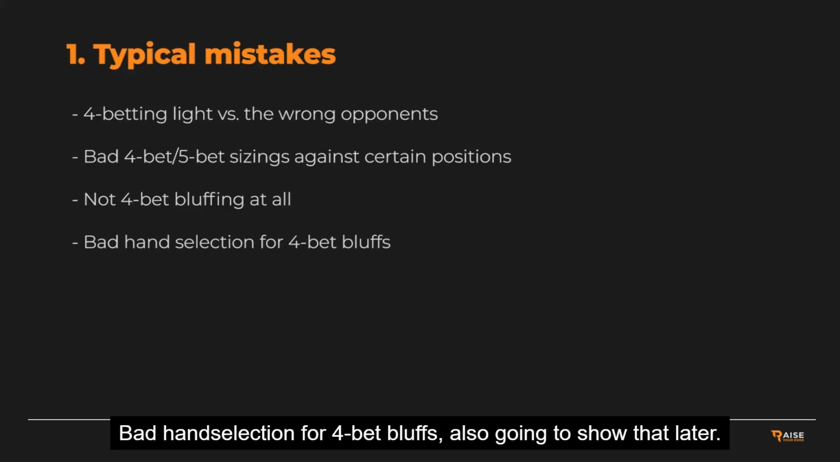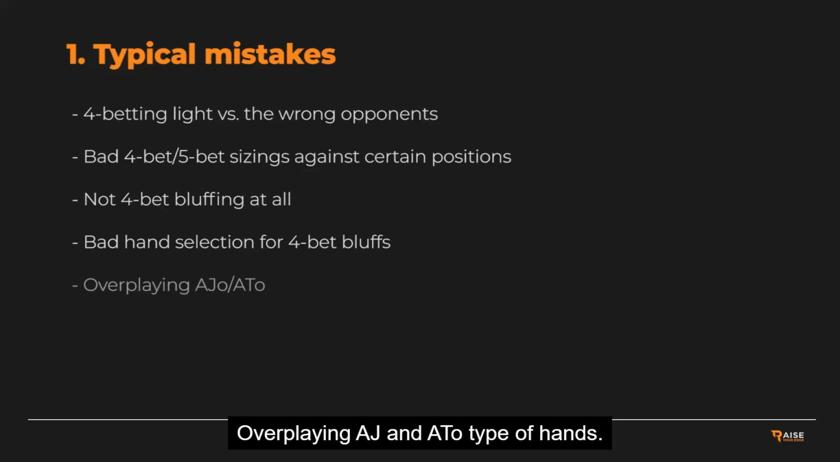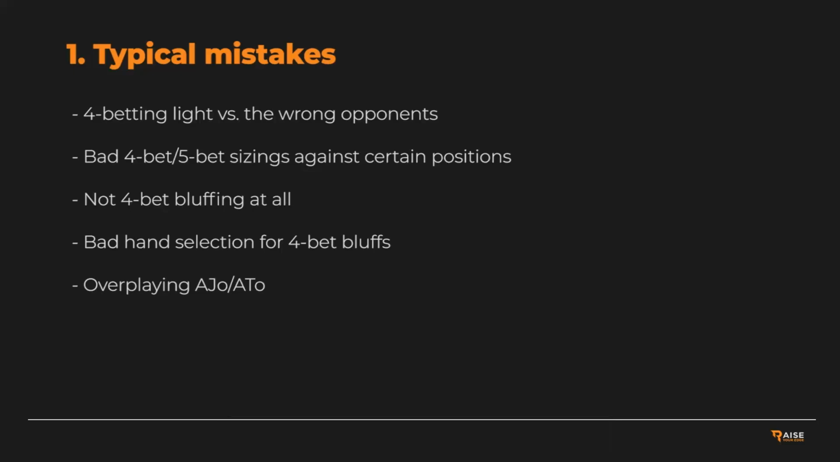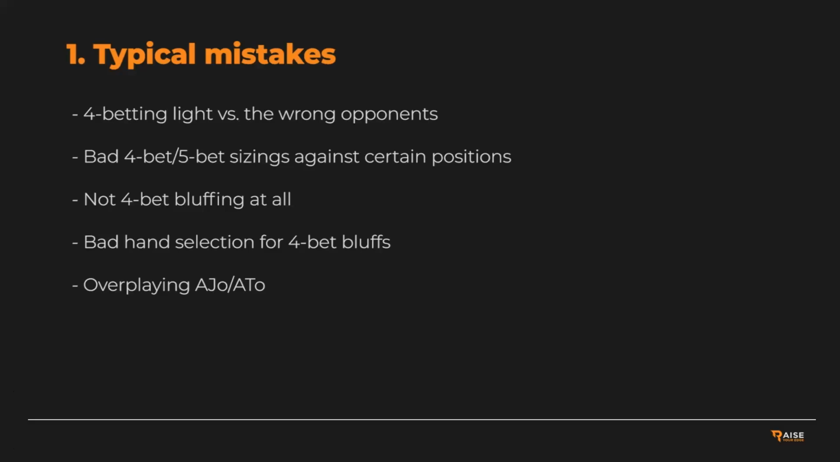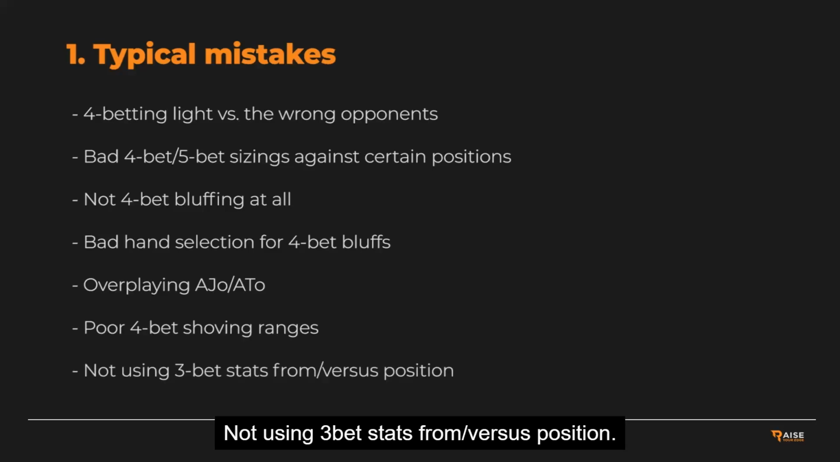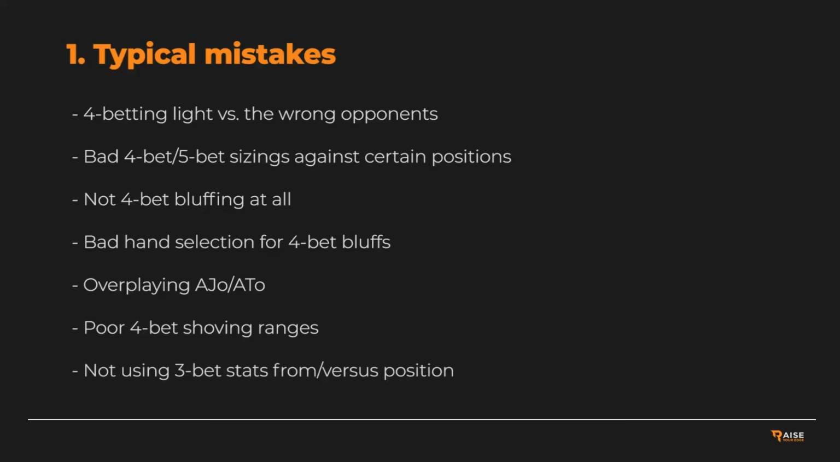Bad hand selection with 4-bet bluffs, I'm also going to show that later. Overplaying ace jack and ace ten offsuit type of hands. This is especially the case when talking about 4-bet jamming, which I will also go into more detail on later. Poor 4-bet shoving ranges, and not using 3-bet stats from or versus position.